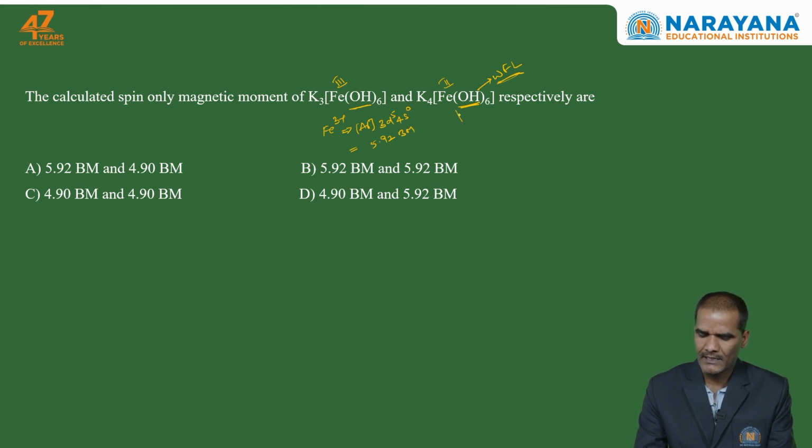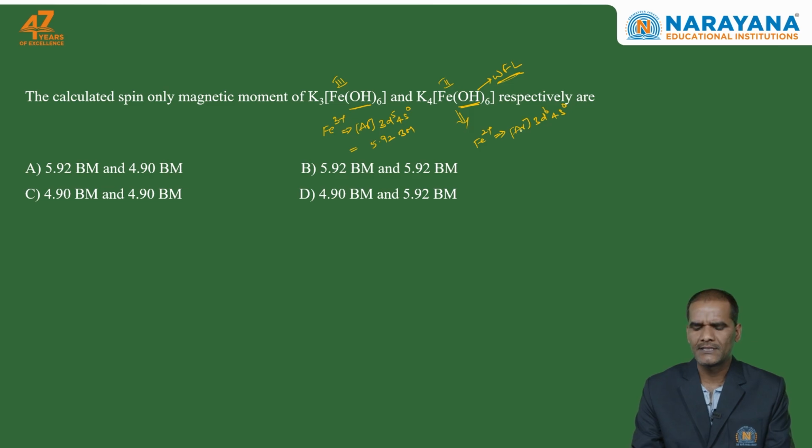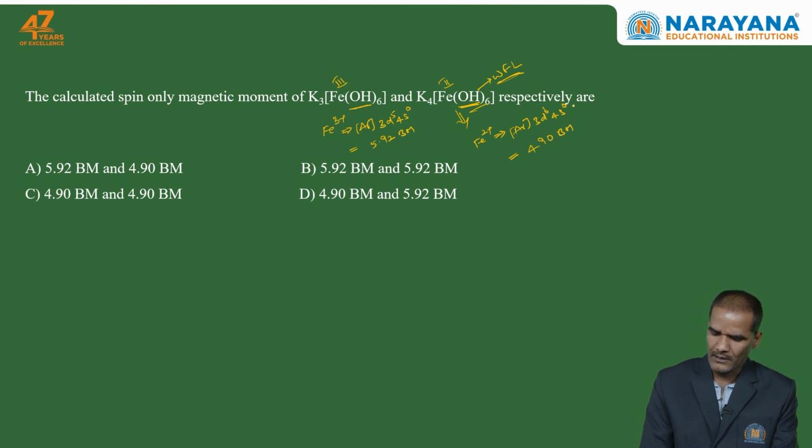Similarly for the second complex, where the iron oxidation state is +2, its electronic configuration for iron 2+ is argon 3d6 4s0. Again the OH ligand is a weak field ligand, no pairing of electrons. In case of 3d6 configuration we have 4 unpaired electrons. If there are 4 unpaired electrons, the mu value is 4.90 Bohr magnetons. So the first complex is 5.92, the second complex is 4.90. So overall it is the first option.